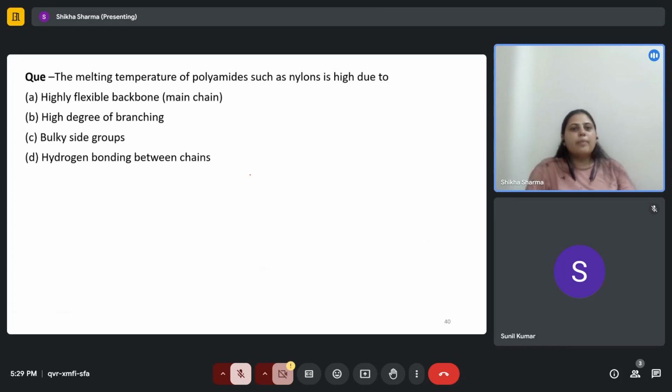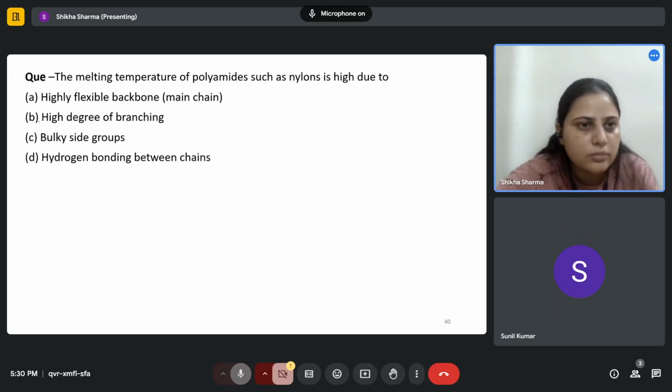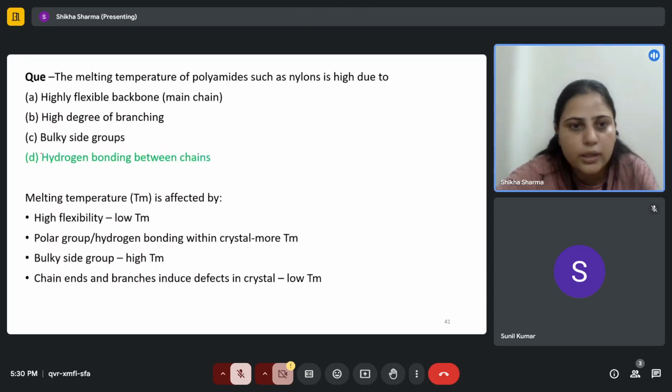Now, next question: the melting temperature of polyamides such as nylon is high due to which of these: highly flexible backbones, high degree of branching, bulky side groups, hydrogen bonding between the chains. So, the melting temperature Tm of polyamides such as nylon is high because of which one? B, D, D. Hydrogen bonding. Yes, you are correct.